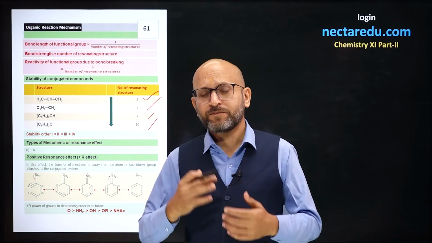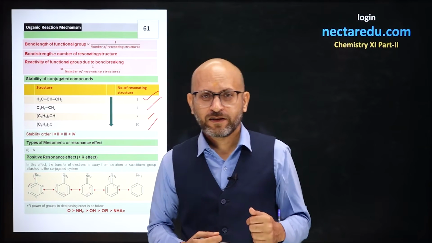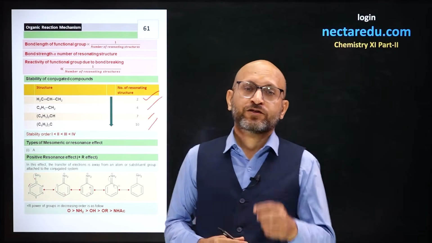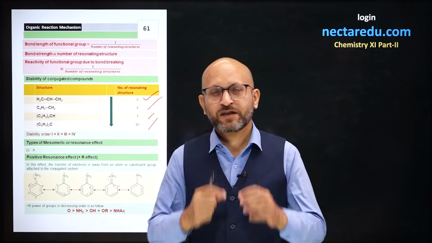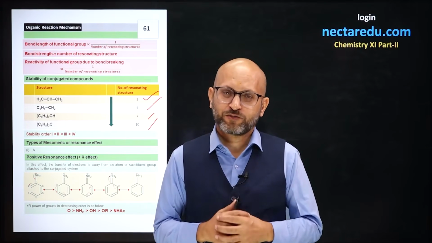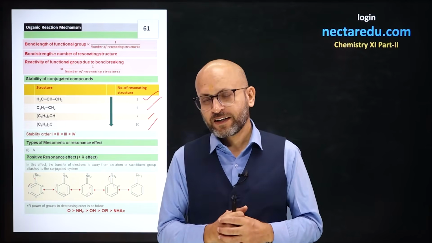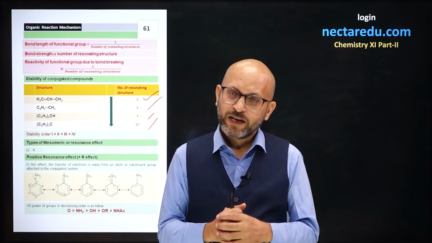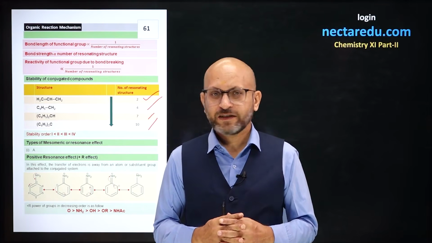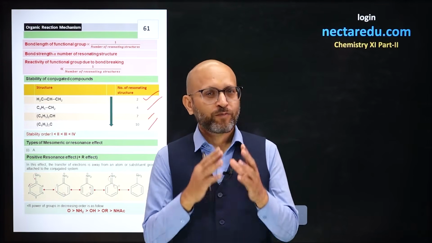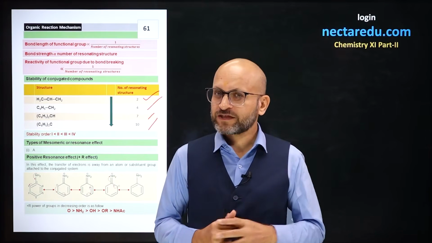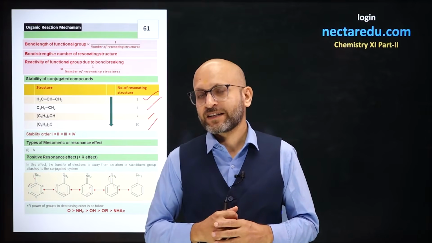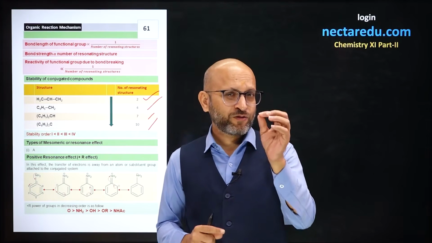Next, we come to the effect known as mesomeric effect. So, mesomeric effect can be of two types. It can be positive mesomeric effect or negative mesomeric effect. Positive mesomeric effect is represented by plus M, and negative mesomeric effect is represented by minus M. So, how do you decide whether a group has a plus M effect or a minus M effect? I'll give you a small trick.